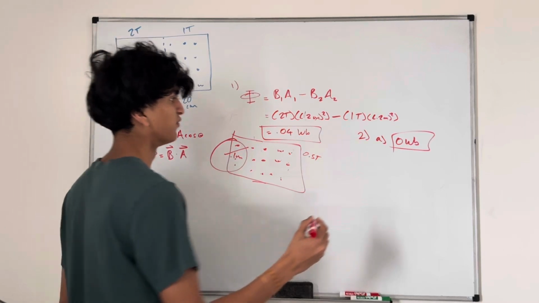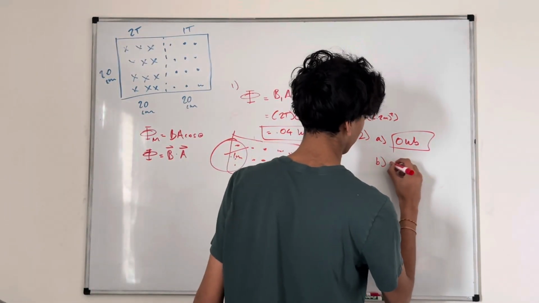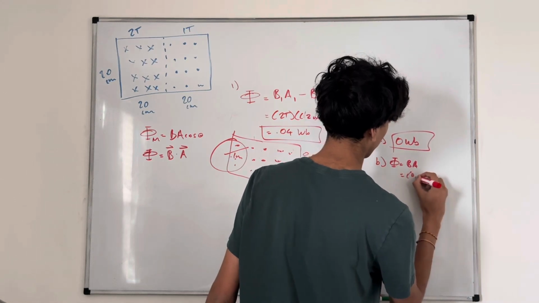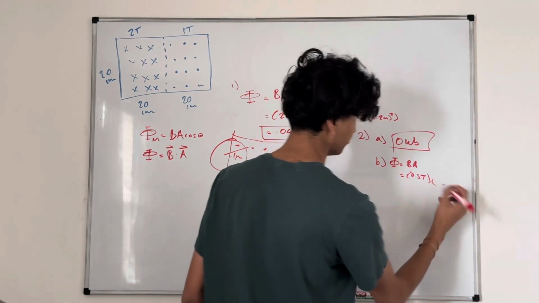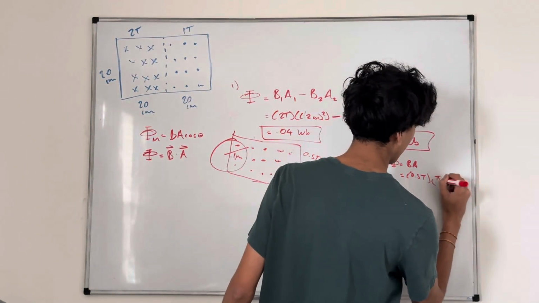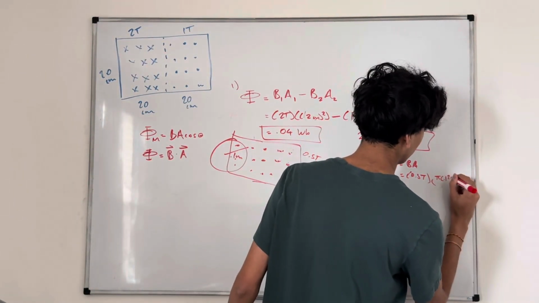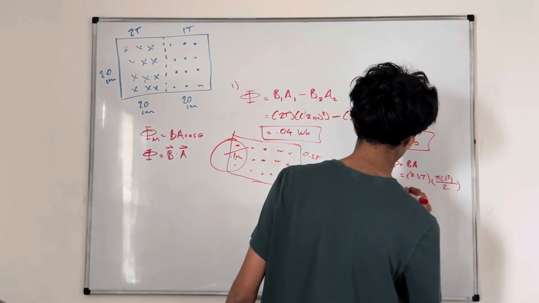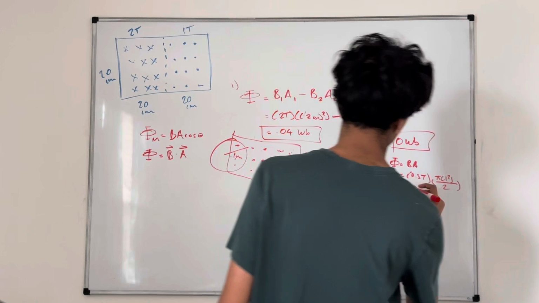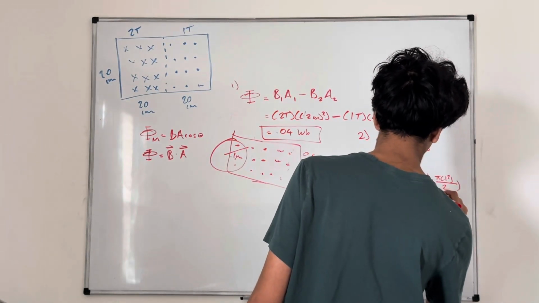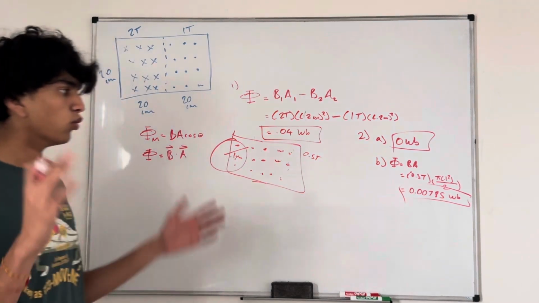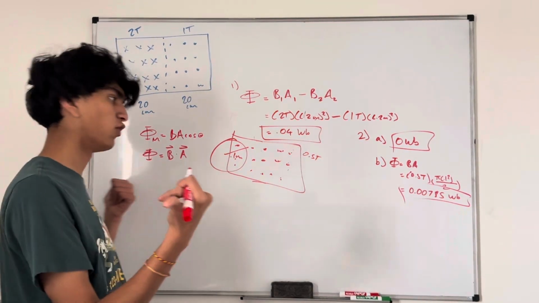So for 2B, you could just do phi equals BA, right? And B is 0.5 Tesla. The area is just half a circle, so it'd be pi r squared over 2. Pi, the radius is 0.1 squared over 2. I got for this one 0.00785 Webers. So yeah, hopefully that's not too bad.